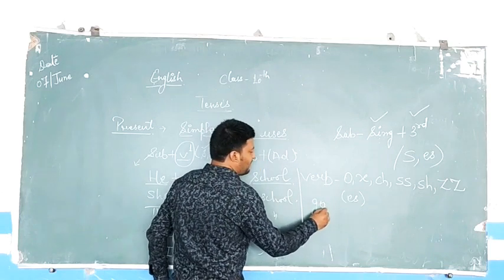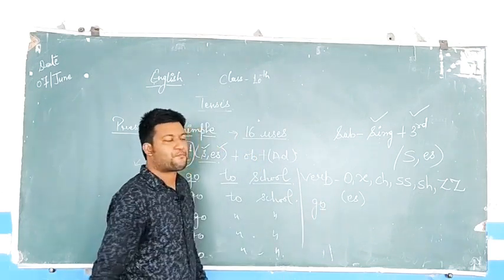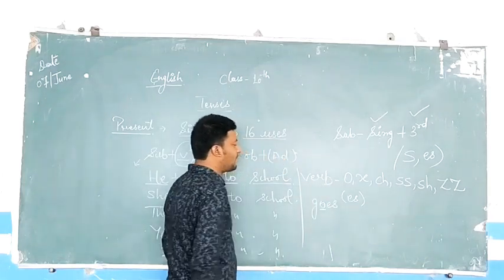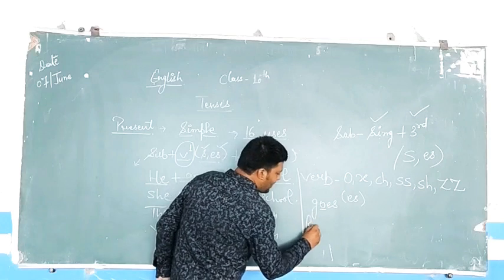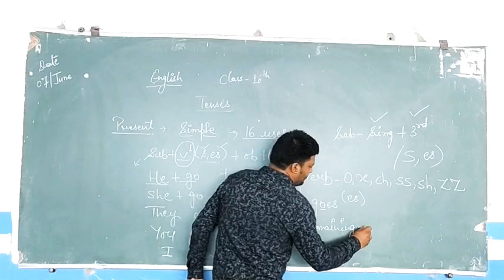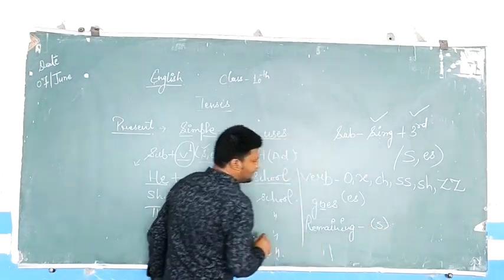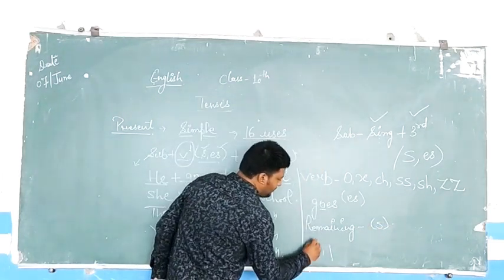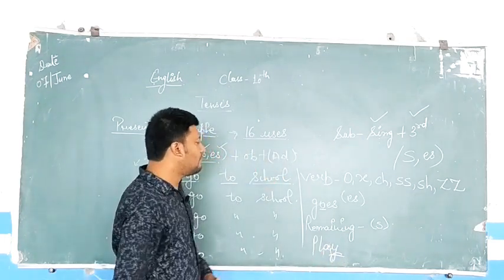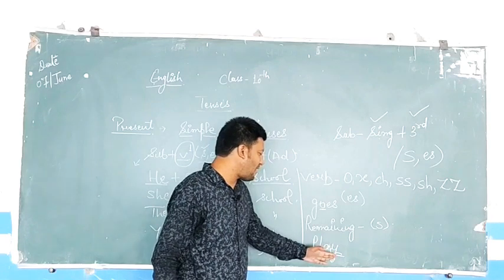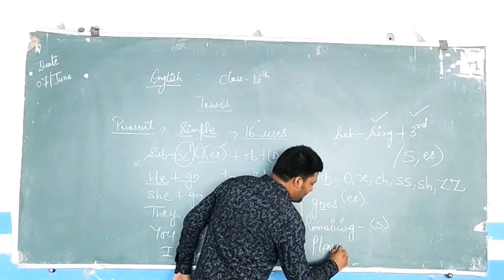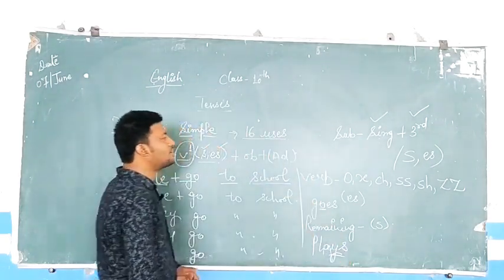For example, go is a verb which ends with o, and I will use es here. And for all the remaining verbs, I will use simply s. For example, play. Play ends with y. I will use here only s and not es.